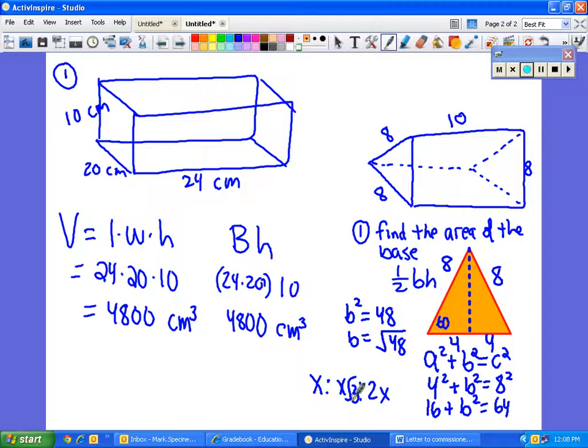So what is my x in this problem? What's the length of this side? 4. That makes the length of this side what? 4 radical 3. Well, we don't really care about the angle. All we're looking for is this. Okay, so now I can find the area of the base.